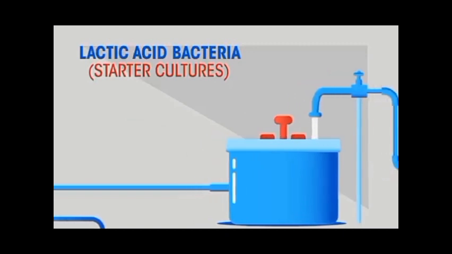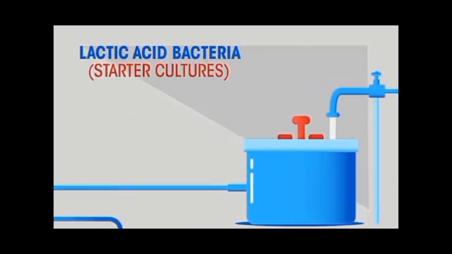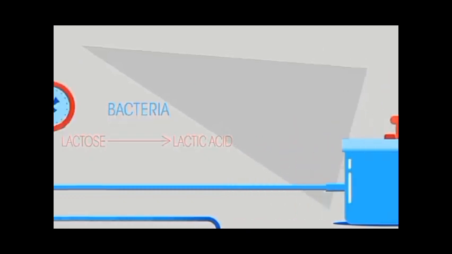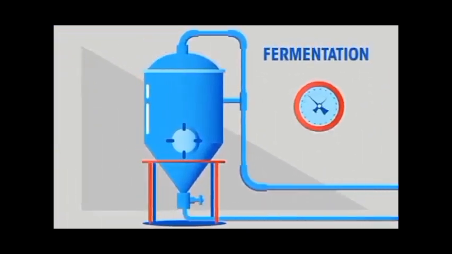The bacteria ferment the milk and change it into yogurt. Lactose is the main sugar in milk, and during fermentation the bacteria turn the lactose into lactic acid. The bacteria also start to digest the milk proteins. Fermentation takes many hours, and during this time the mixture is kept at the optimum temperature of 40 to 45 degrees Celsius so that the bacteria can work their fastest.